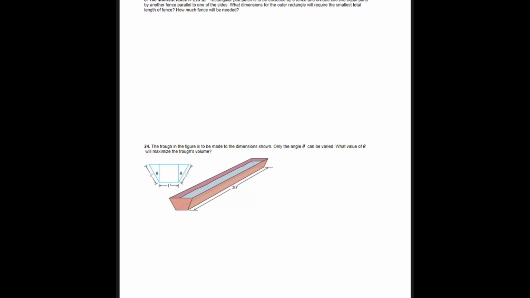So, the shortest fence: a 216 square meter rectangular pea patch is to be enclosed by a fence and divided into two equal parts by another fence parallel to the other sides. What dimensions for the outer rectangle will require the smallest total length of fence? How much fence will be needed?